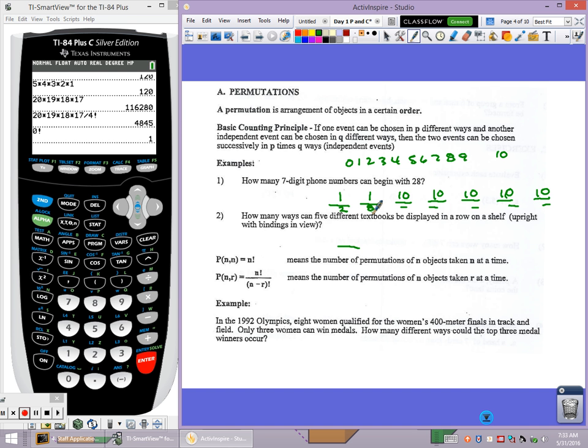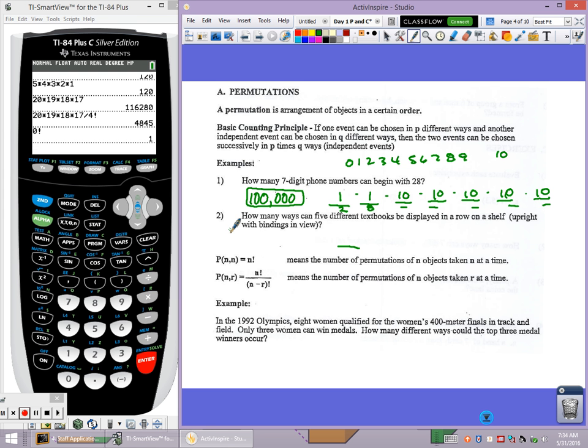Okay, so then we're going to multiply all these together like that pizza. The counting principle says you just multiply them together. And there we go. There are 100,000 different ways to get a telephone number with 2, 8 in the beginning.